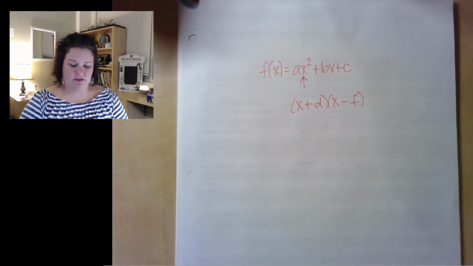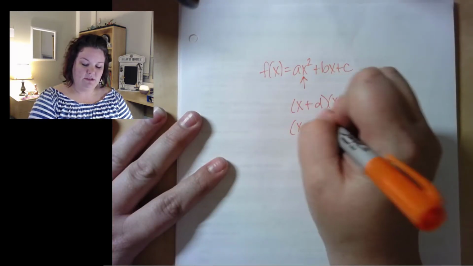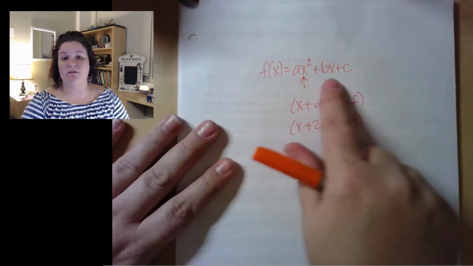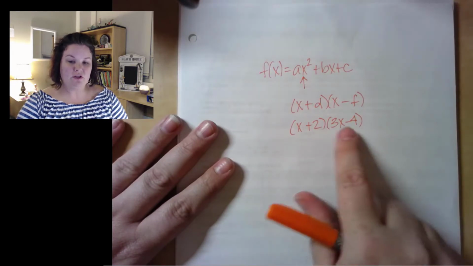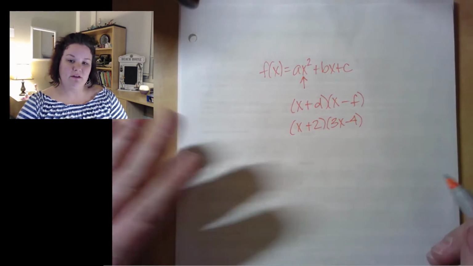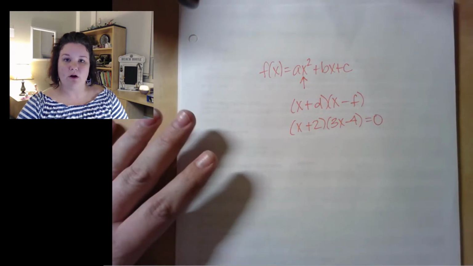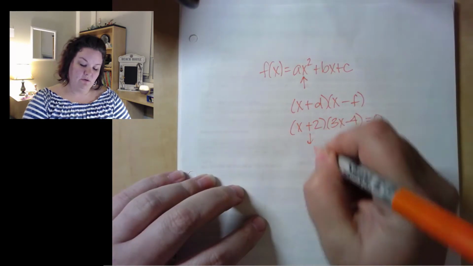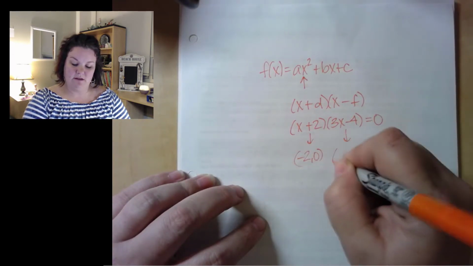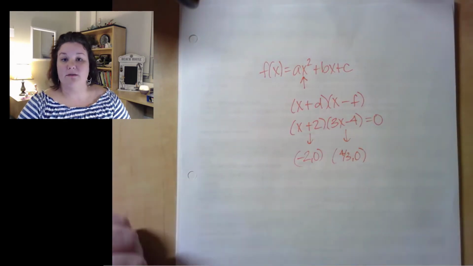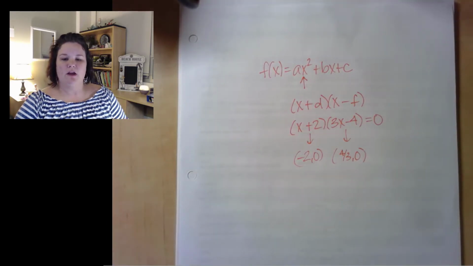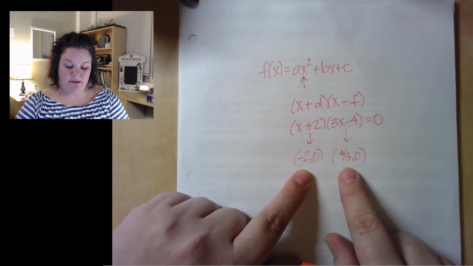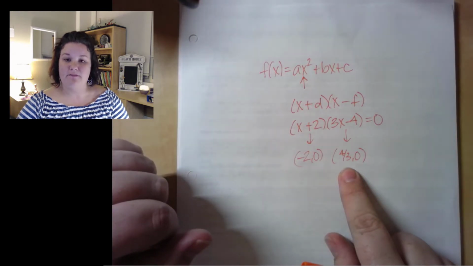So I just want to show you an example of this. You may have gotten something like x plus 2 times 3x minus 4, right? Something like that. It's just specific to whatever function you have. So if you get two factors, then when you're solving for x-intercepts and you set that equal to 0, you're going to end up with two x-intercepts, right? This one's going to give you -2, 0, and this one's going to give you 4/3, 0, or something similar to that, right? So the only way that you would not get two intercepts is if you happen to have a repeat of the same factor, right?